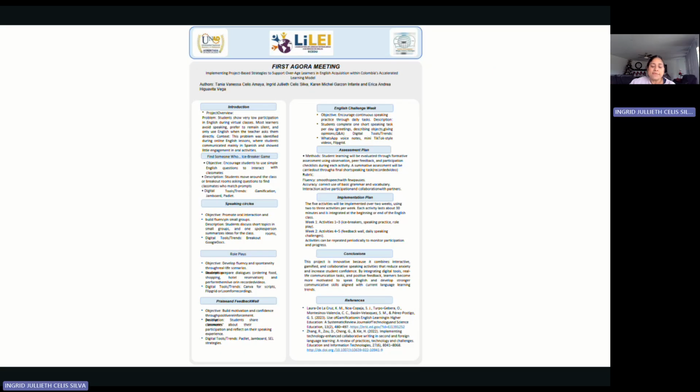Activity number 3 is the role plays. The objective of the role plays is to develop fluency and spontaneity in real-life scenarios. The description: students perform dialogues, such as ordering food, shopping, and hotel reservations, and record videos. The digital tools are Canva for scripts, and Flipgrid or Loom for recording.